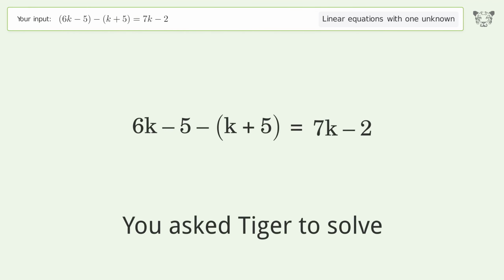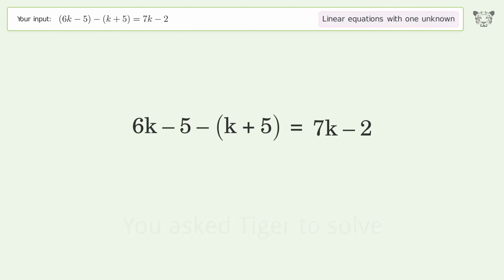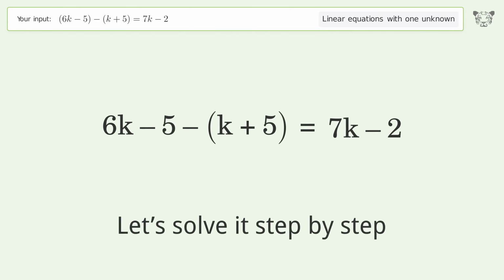You ask Tiger to solve. This deals with linear equations with one unknown. The final result is k equals -4. Let's solve it step by step.